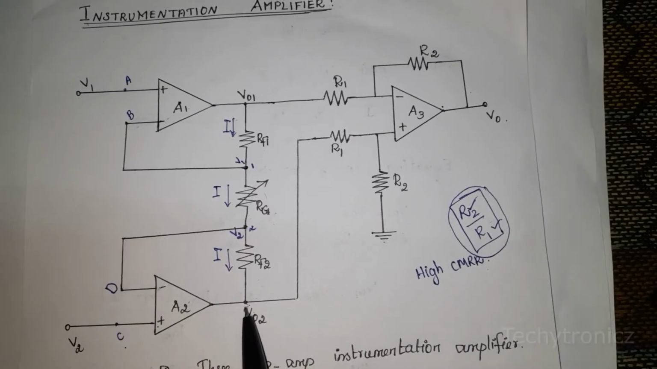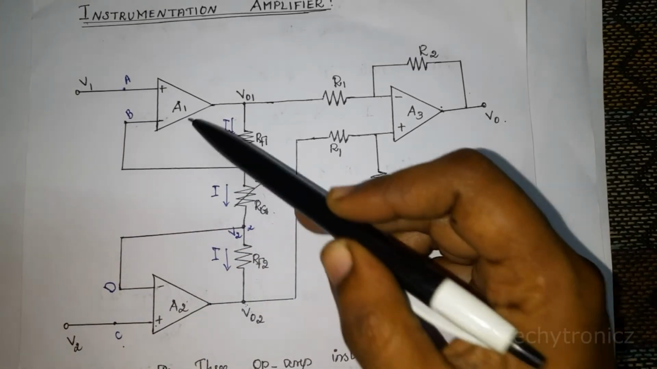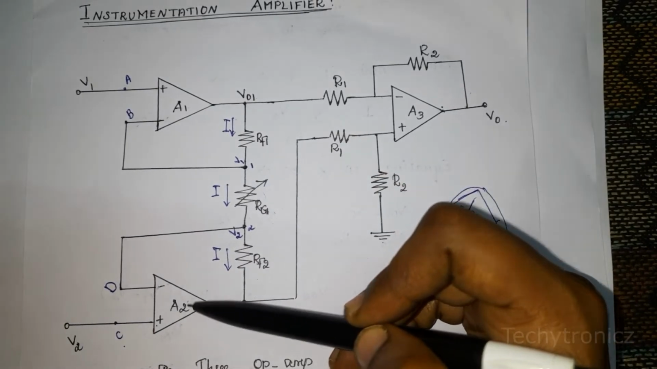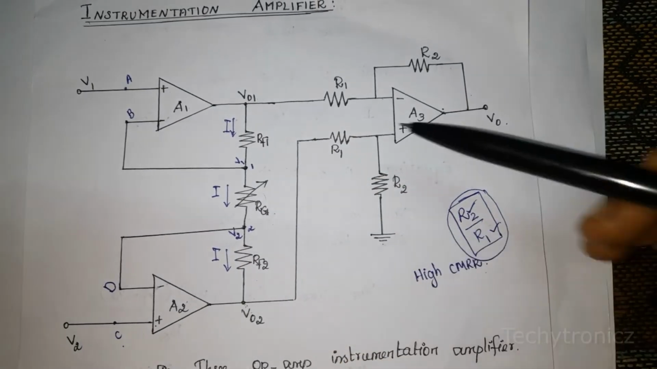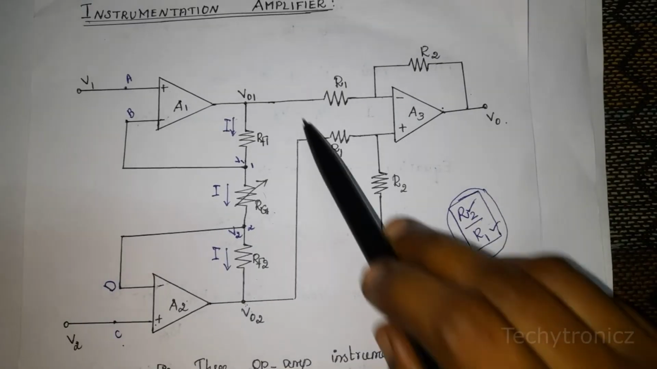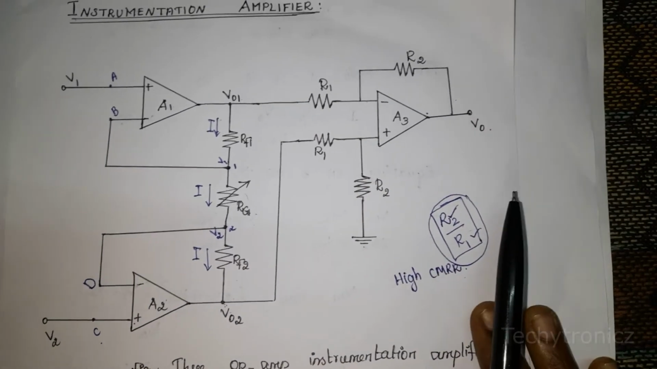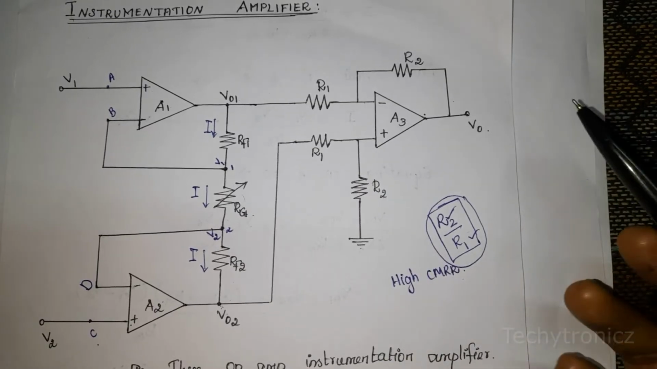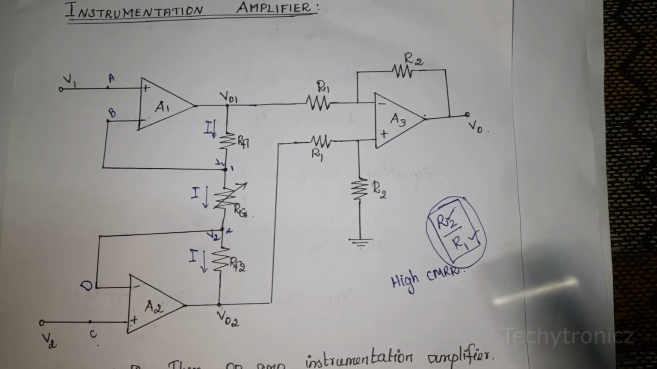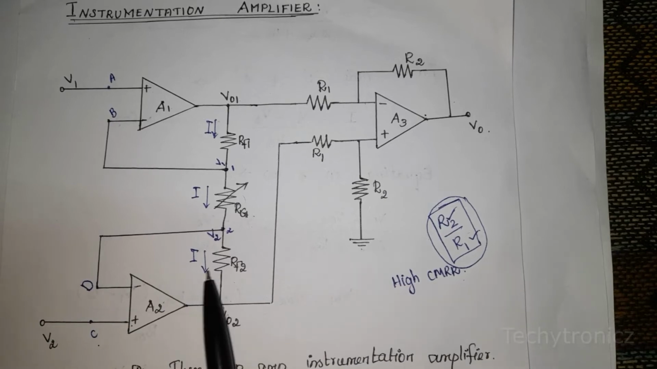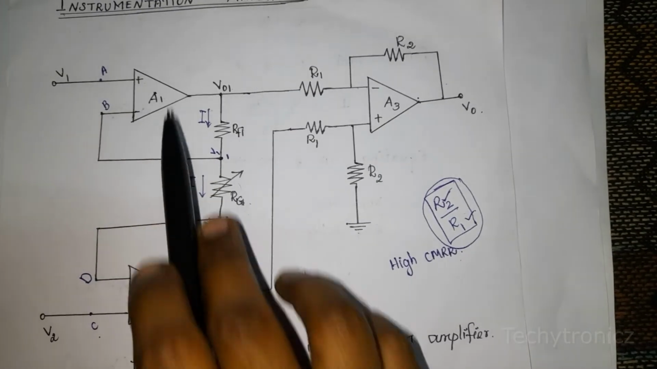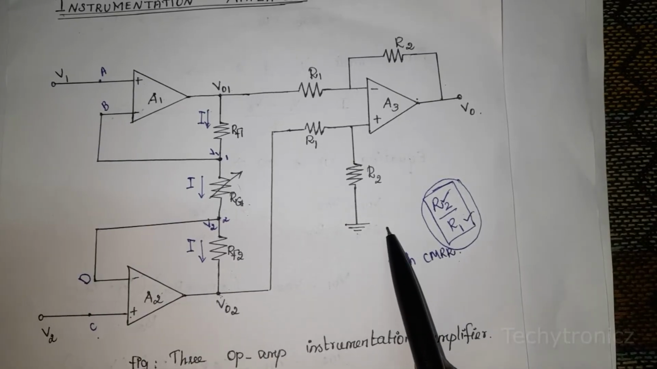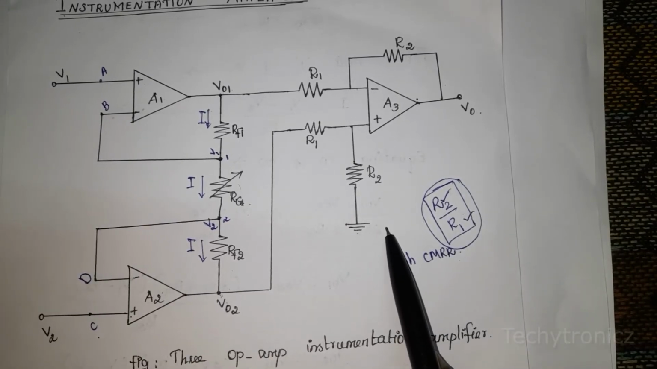In this circuit diagram, two non-inverting amplifiers, A1 and A2, are used in the input stage, and a differential amplifier, A3, is the second stage, or amplifying stage, or output stage. So here we are using two stages: in the input stage we are using two non-inverting amplifiers, and in the output stage we are using a differential amplifier.